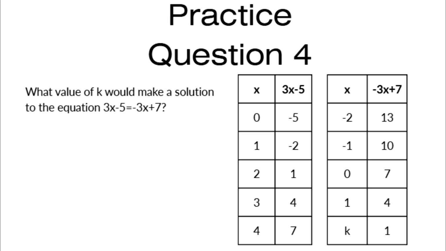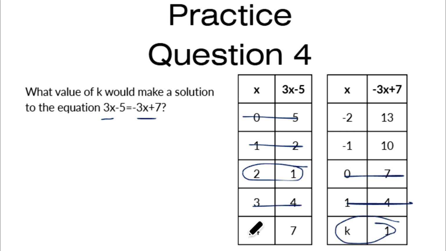Practice question 4. What value of k would make a solution to the equation 3x minus 5 equals negative 3x plus 7? Pause it, figure it out, come back. Well, we have two formulas here, so we're looking for an intersection. So we have 0, negative 5. That doesn't work. They're not the same. 1, negative 2. Nope. 2, 1. That could be it right there. Okay. 3, 4 doesn't have a match. 4, 7 doesn't have a match. So therefore, the answer has to be 2.